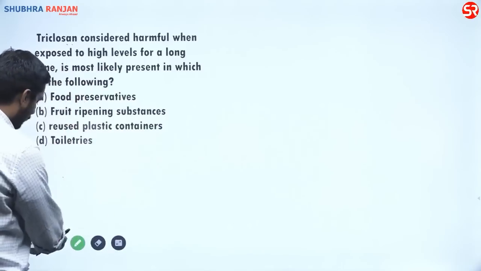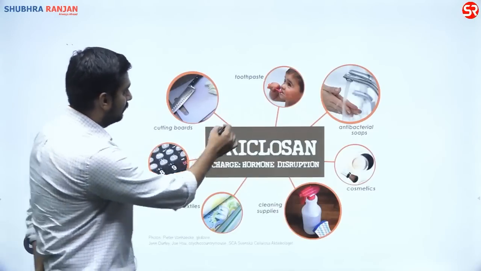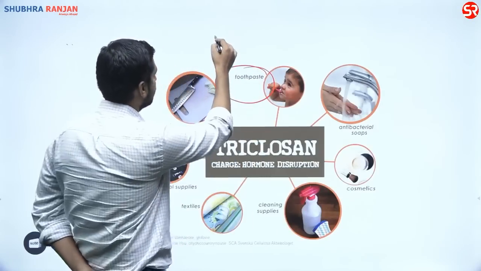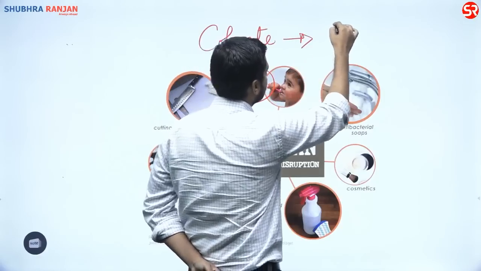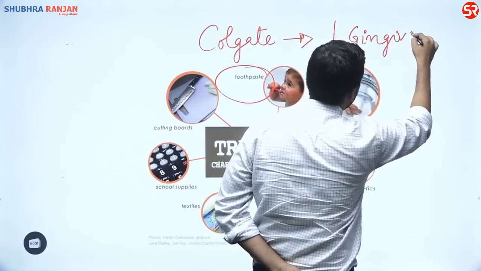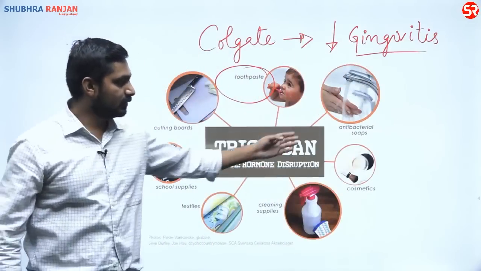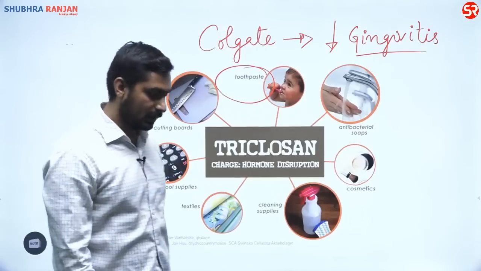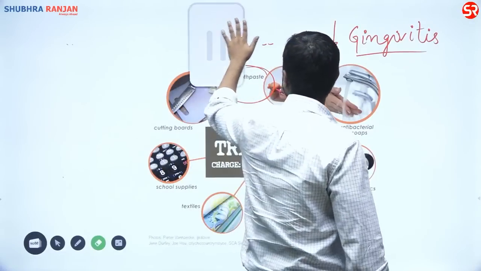So this is a chemical which is used in various products. It is used in toothpastes. There are some advantages of using it in a toothpaste, such as in Colgate, where it is used. It helps in reducing gingivitis. It is also used in antibacterial soaps, in cosmetics, and in various cleaning supplies. So the answer to this question would be toiletries. That is option D.